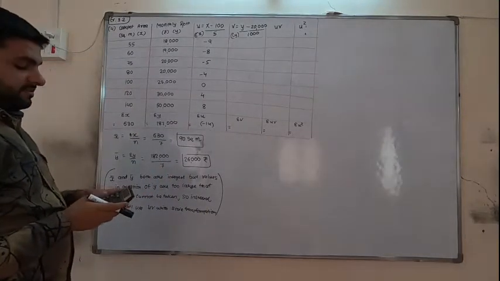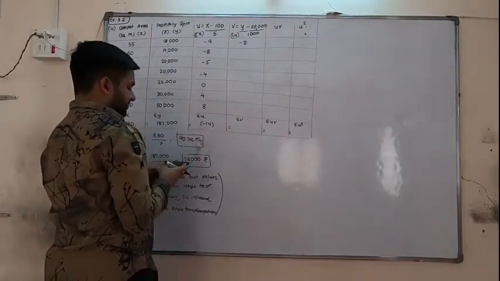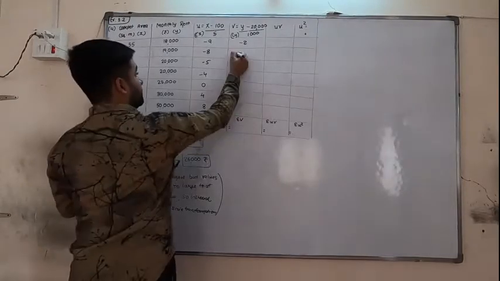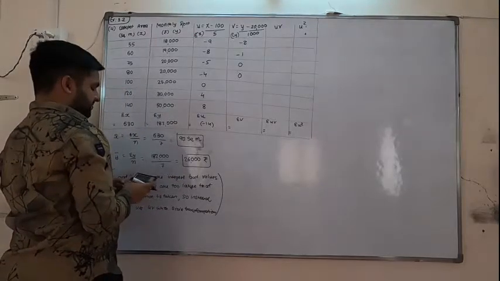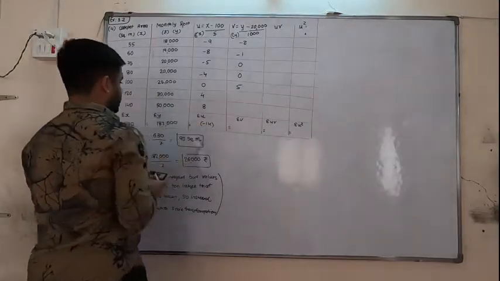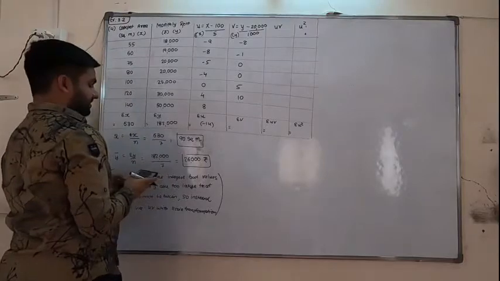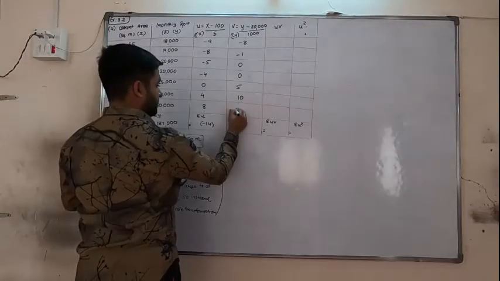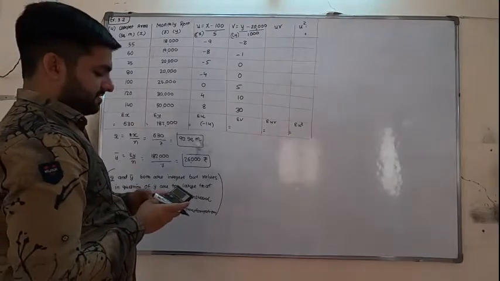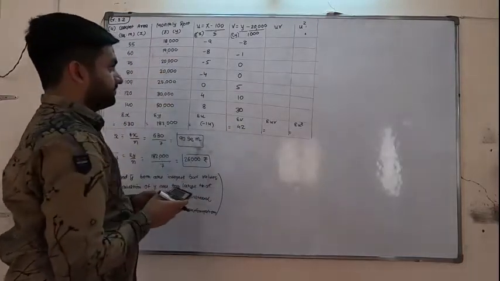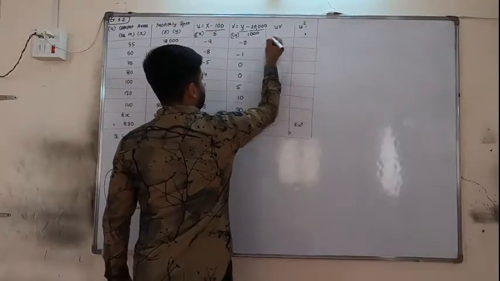18,000 minus 20,000 divided by 1,000 becomes directly minus 2. Then 19,000 minus 20,000 divided by 1,000, minus 1. Then for 20,000, it is 0. 25,000 minus 20,000 divided by 1,000, 5. 30,000 minus 20,000 divided by 1,000, 10. 50,000 minus 20,000 divided by 1,000, 30. So minus 2, minus 1, plus 5, plus 10, plus 30, 42. Okay, now multiplication. Minus minus plus, 9 2s are 18.